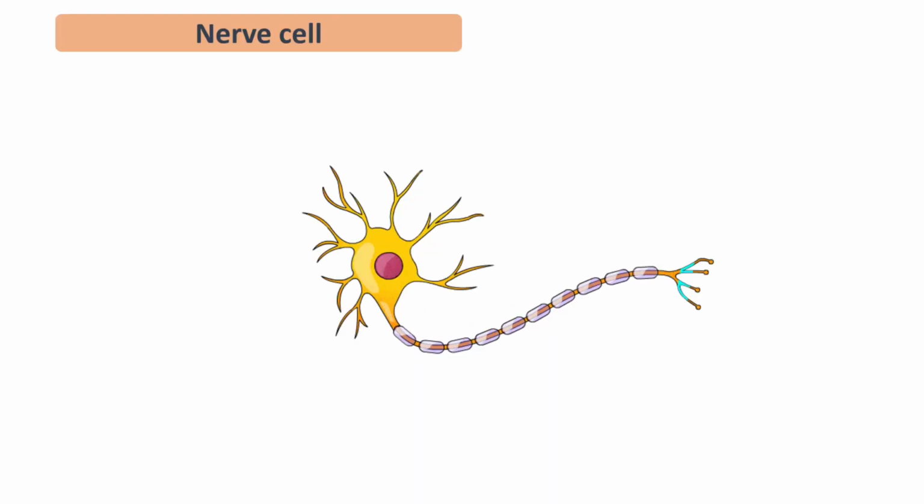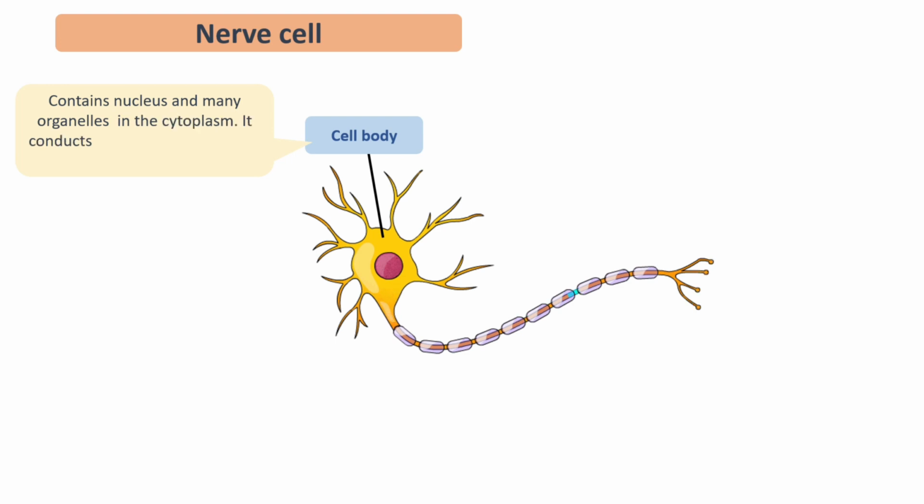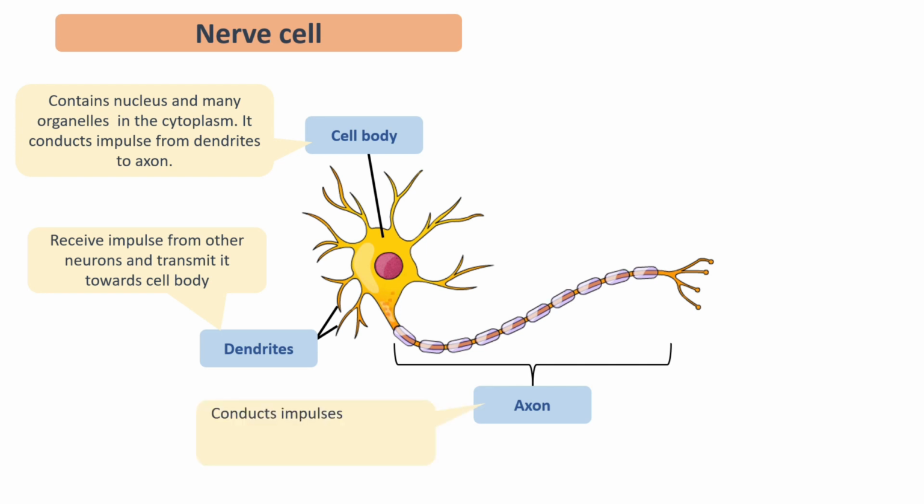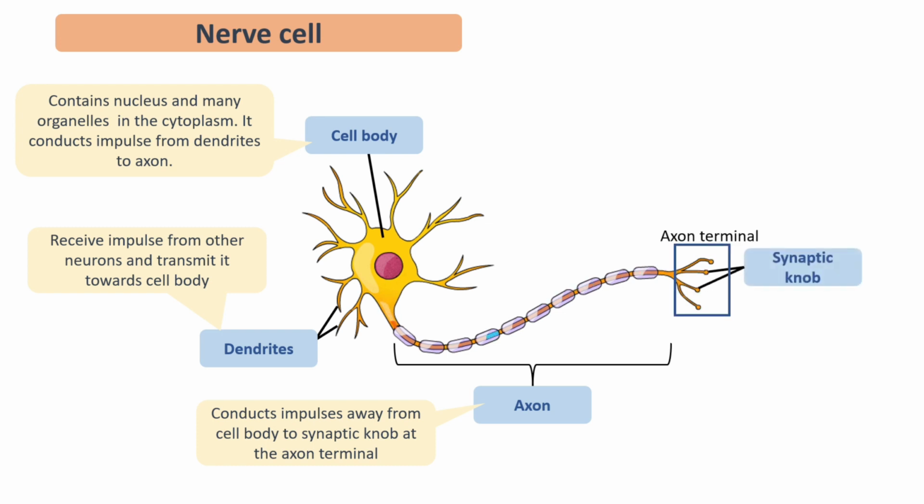Basically, a neuron has all of these features. First is the cell body. The cell body contains the nucleus and organelles in the cytoplasm. It conducts impulses from dendrites to axon. Next are dendrites. Dendrites receive impulses from other neurons and transmit them towards the cell body. Next is the axon. The axon conducts the impulse away from the cell body to the synaptic knob at the axon terminal. The synaptic knob is found at the end of the axon terminal. It contains synaptic vesicles containing neurotransmitter for impulse transmission.